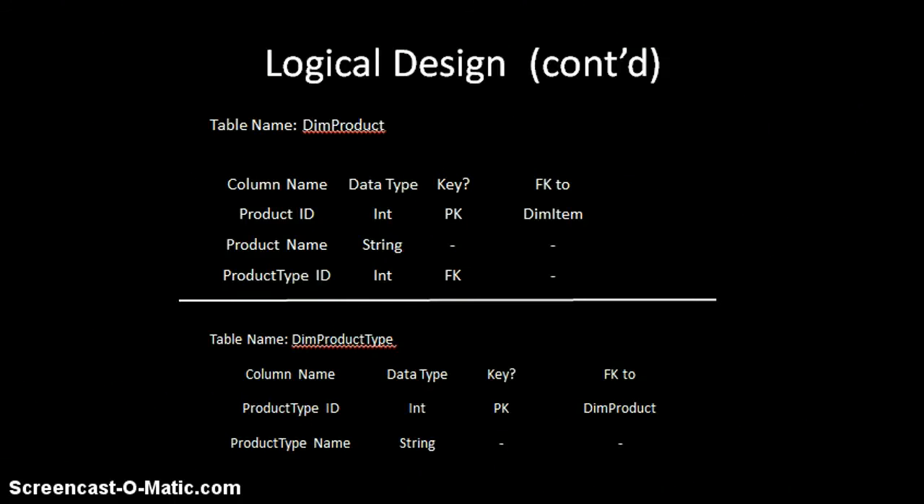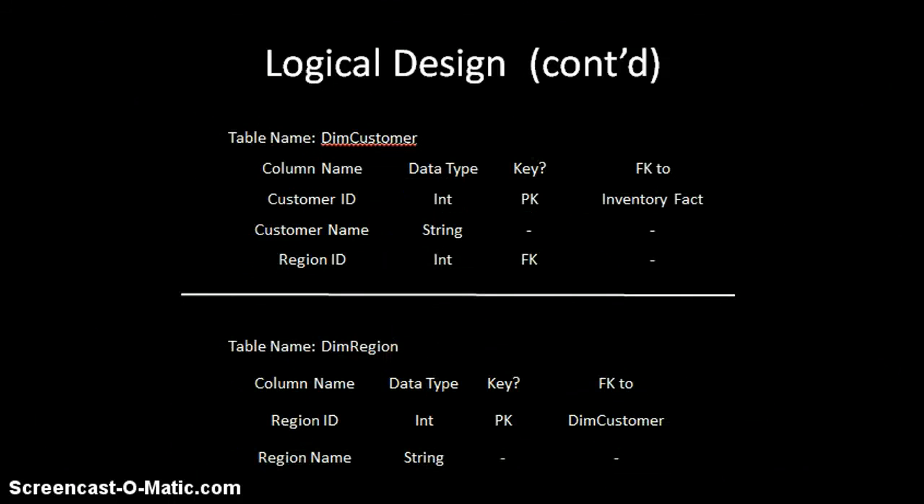And then this leads into our next table, dim product type. This has the product type ID, which, as we just stated, is a foreign key to the dim product table, and is also the primary key for dim product type. And then we have the product type name.